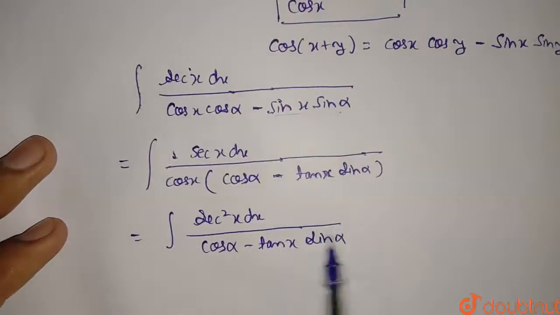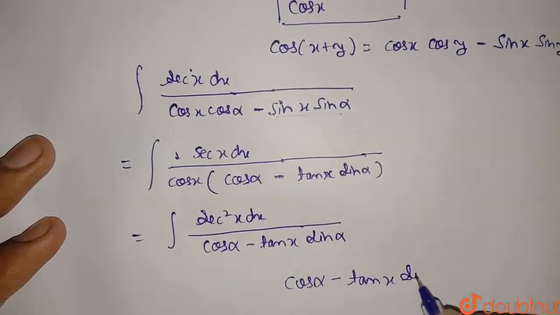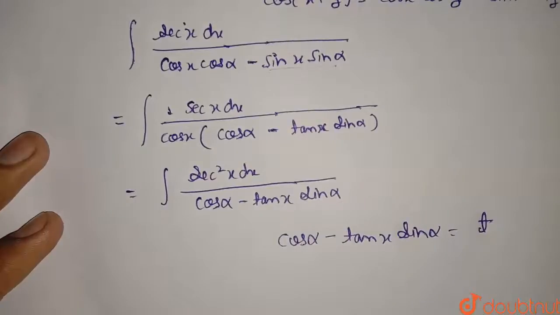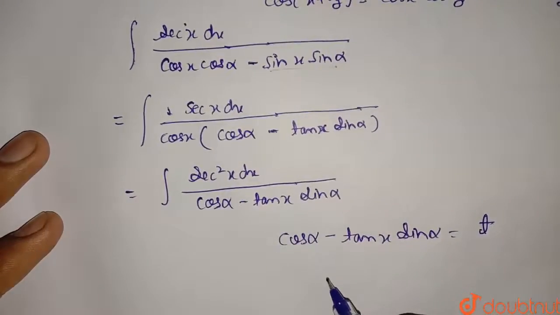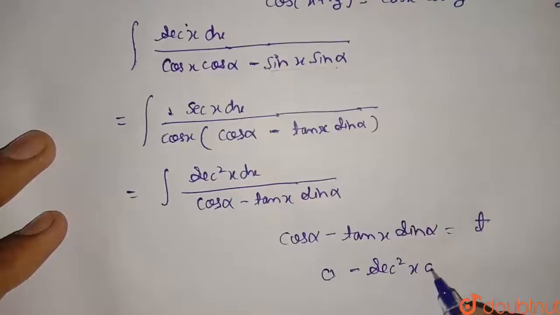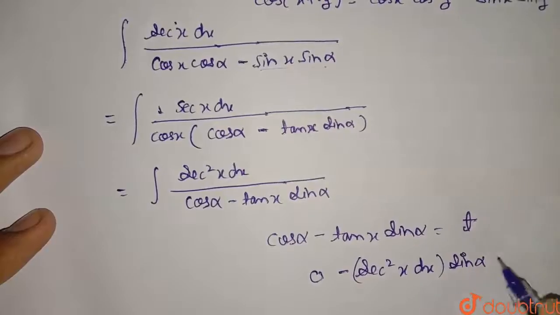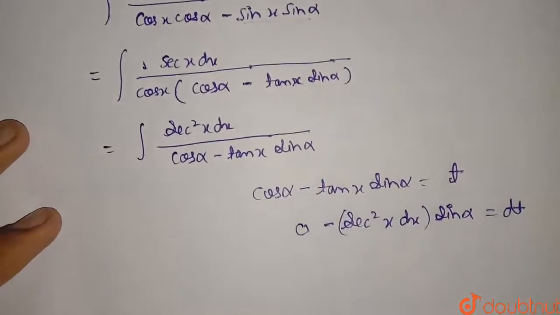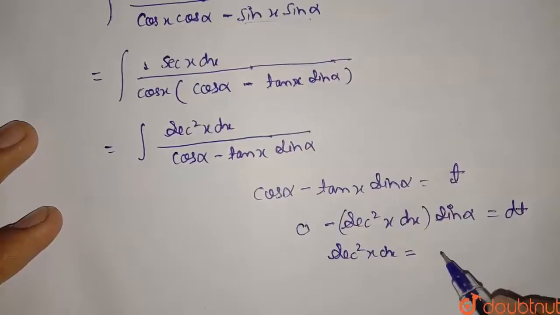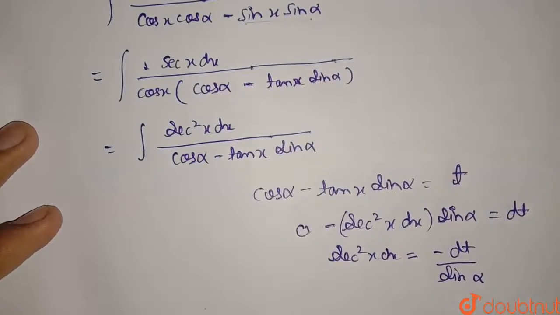Now I am taking this denominator equal to t, cos alpha minus tan x into sine alpha is equal to t. Now differentiating both sides with respect to x, this will be equal to 0 because cos alpha will be constant, and the integration of tan x is sec square x, so minus sec square x dx, and sine alpha as it is, as a constant, is equal to dt. So from here, the value of sec square x dx is equal to, I can say, minus dt by sine alpha, right? Minus dt by sine alpha.